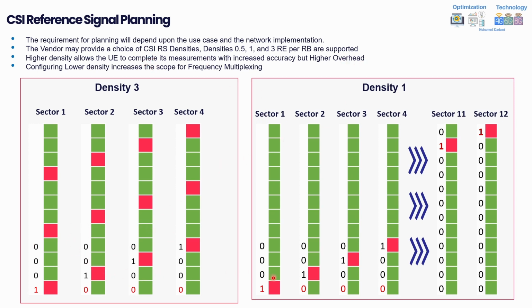And configuring a lower density increases the scope of frequency multiplexing. For example, as mentioned in the previous slide, you have the CDM with different ports and different CDM groups and so on. This can increase the number of ports. As you can see, most of the examples we have are actually using only density 1. So this can increase the scope of the frequency multiplexing and time multiplexing as well.